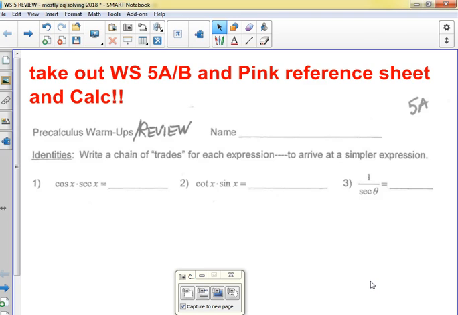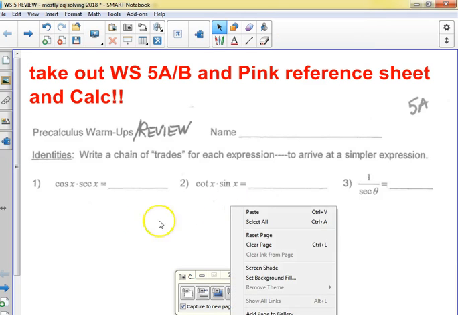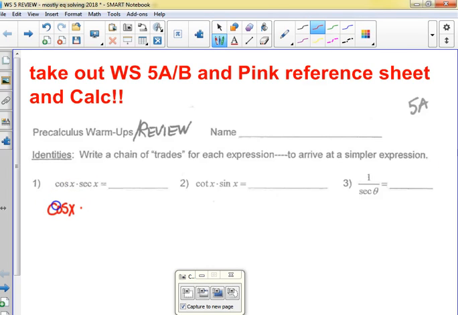What's going on here? Cosine times secant. It means cosine times 1 over cosine, right? So we would get what? Is that a cosine squared? No. We just get 1, okay?